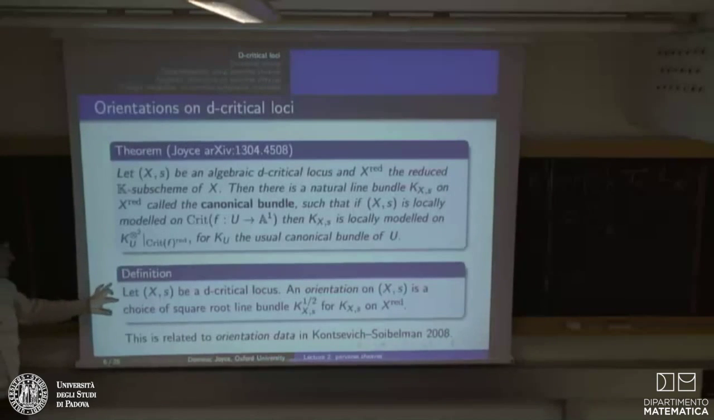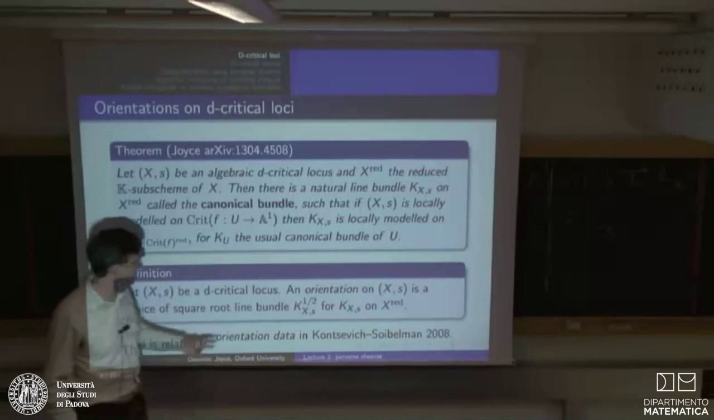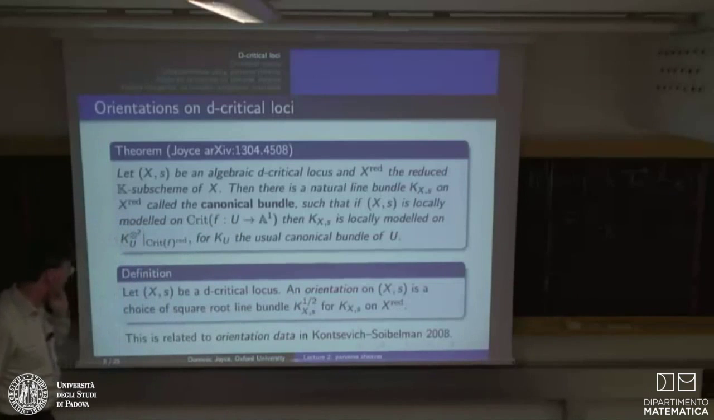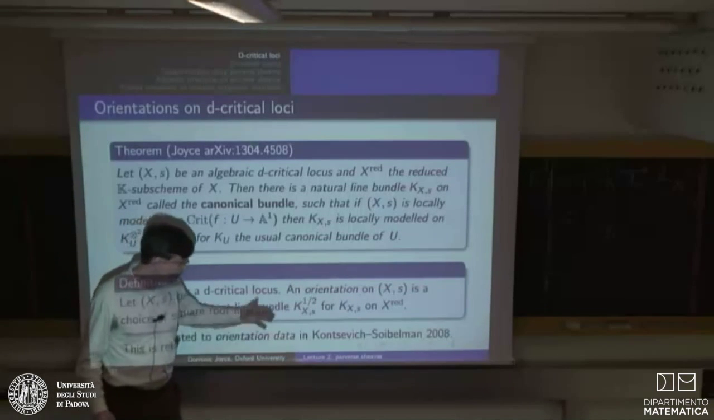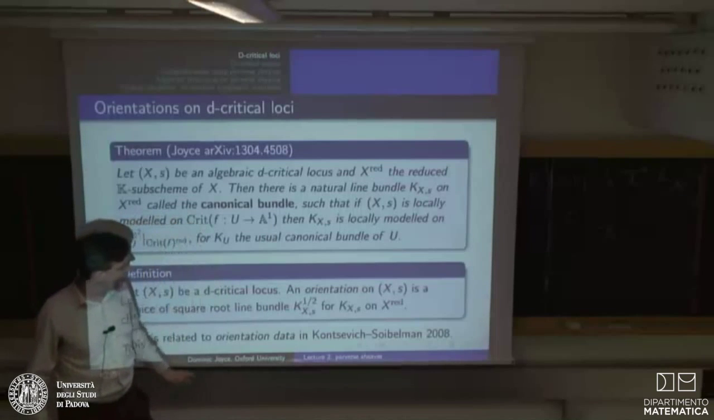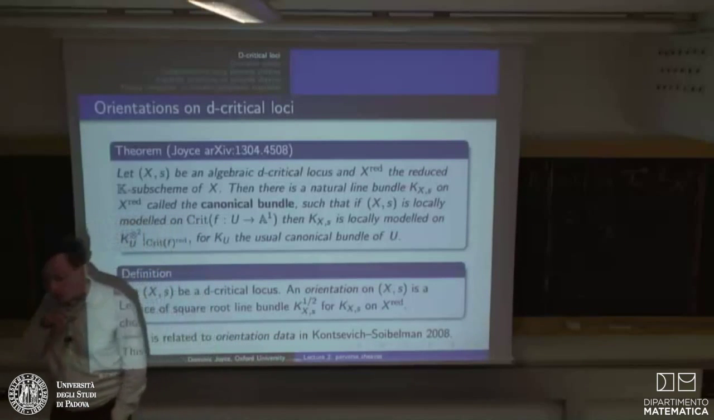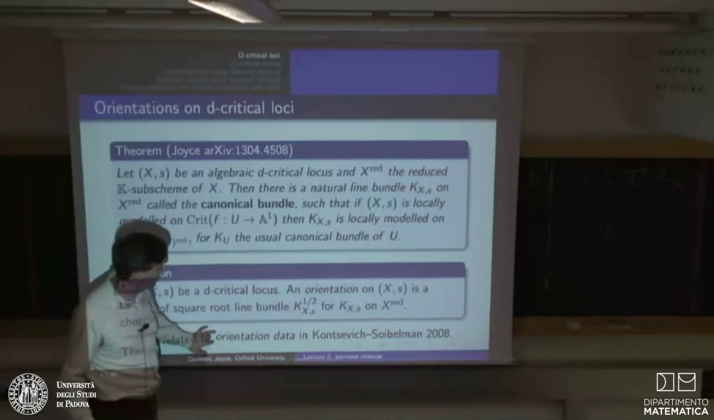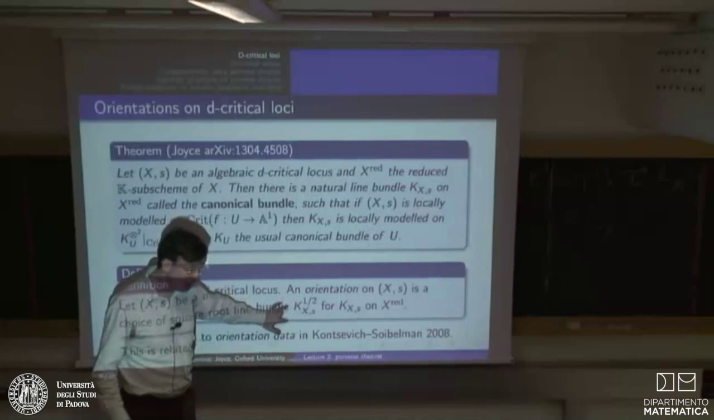Okay, so I define an orientation to be a choice of a square root line bundle K_X,S^(1/2) for K_X,S on the reduced subscheme. So this is related to the notion of orientation data in Kontsevich-Soibelman, 2008. This was their paper on motivic Donaldson-Thomas theory. It's not quite the same thing because they only required a constructible square root, which always exists.